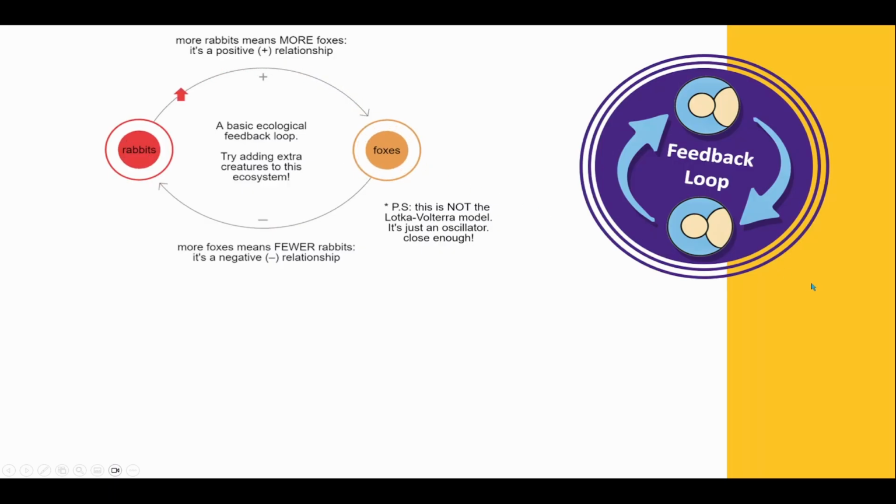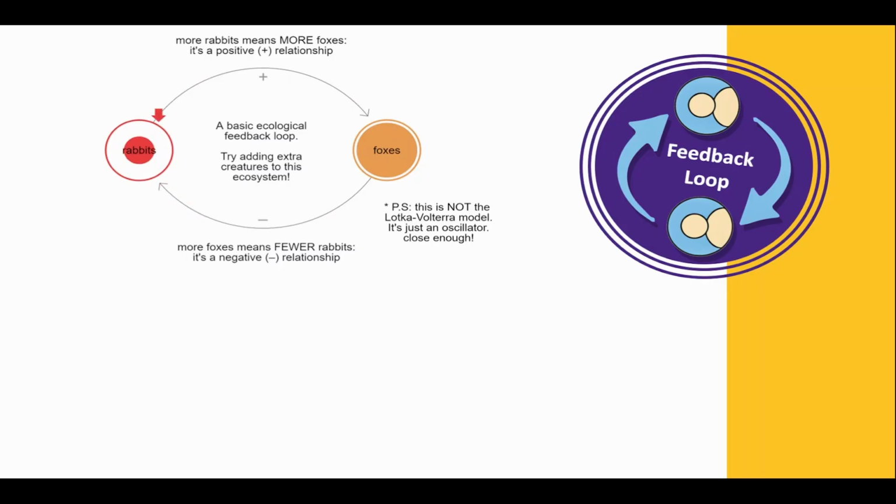Now, the thing is, again, this is very simplistic, as in reality we have many other food options for foxes and rabbits, and reality is much more complex. Just to show you how these feedback loops work, I have this very simple model here.